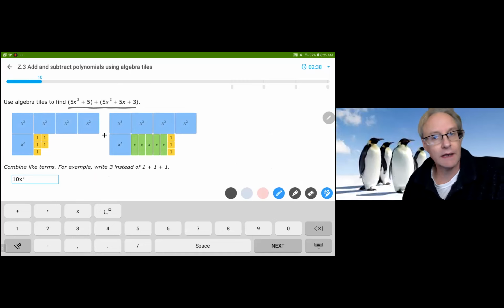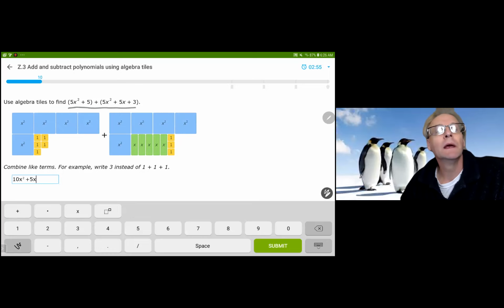So we've got 1, 2, 3, 4, 5 x's. So plus 5 x's. There are no x's on the left over here. And we've got plus 8 units, those yellow units there, because I've got 3 and then 5 more. There we have it.